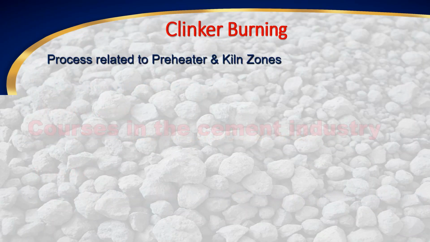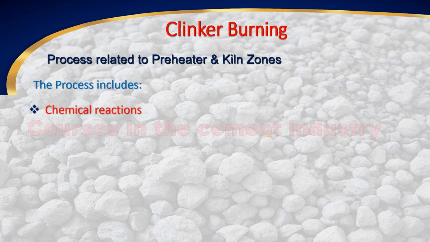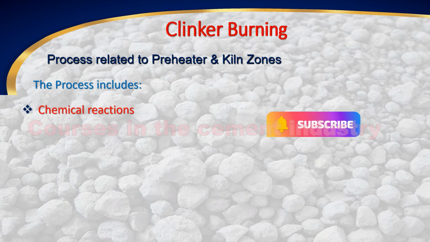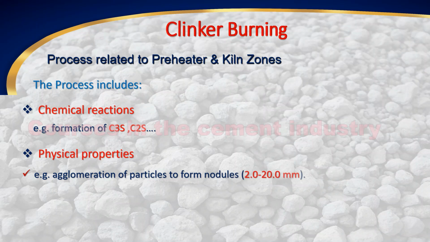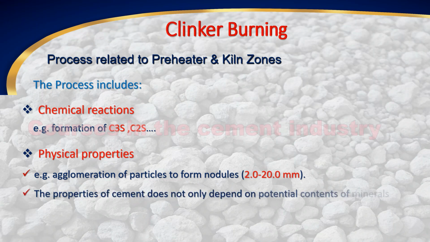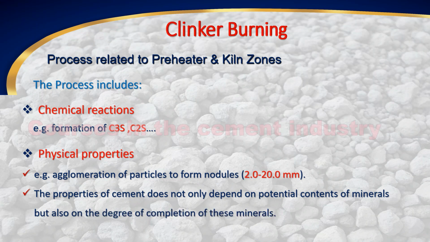Process related to preheater and kiln zones. The process includes 1. Chemical reactions, for example, formation of C3S and C2S. 2. Physical properties, for example, agglomeration of particles to form nodules, ranging from 2 to 20 mm. The properties of cement do not only depend on potential contents of minerals, but also on the degree of completion of these minerals.